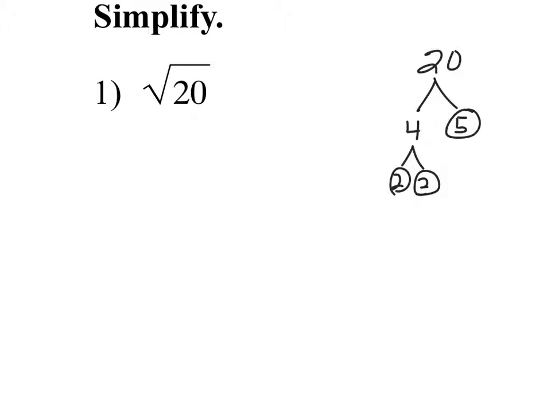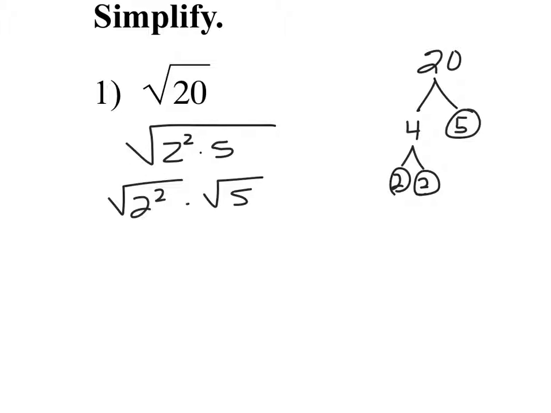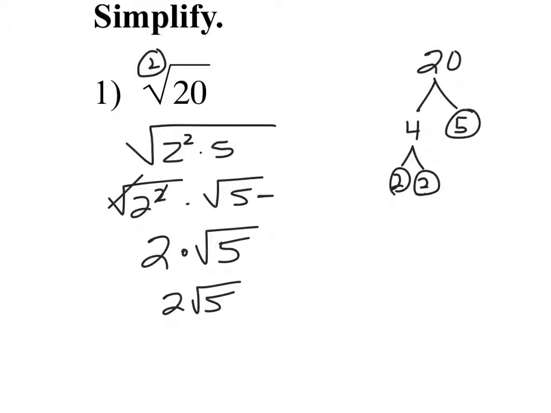So instead of 20, now I have the square root of 2 squared times 5. I'm going to separate these: the square root of 2 squared and the square root of 5. Now, this root here actually has an index of 2. We just don't write it there. So a square and a square root are going to cancel each other out, which means there's a 2 on the outside. And in this case, the 5 doesn't have a power of 2, so it's got to stay on the inside. My final answer is 2 times the square root of 5. So that's being able to break down square roots with numbers only.